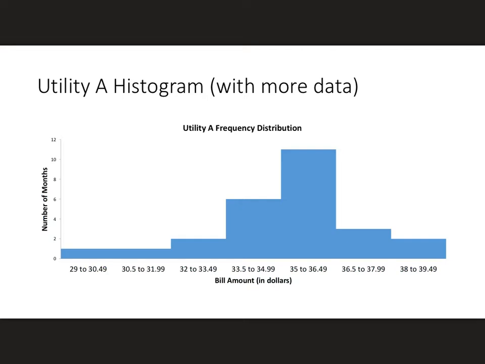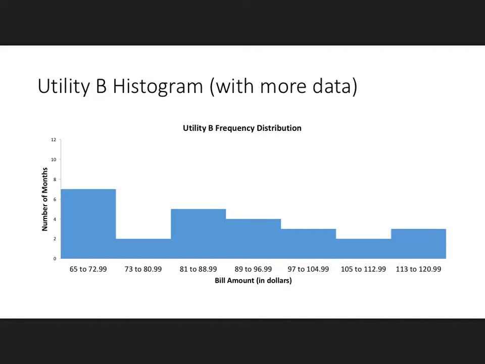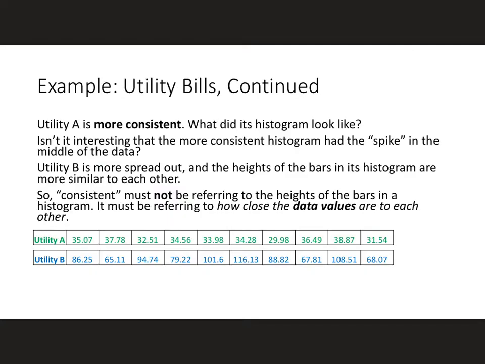Here's a histogram. This does have more data than what you just looked at. So here's a histogram of utility A. Let's take a look at the next slide and we'll see a histogram of utility B. So here we have, again with more data, the histogram for utility B. So utility A is more consistent, and what did that histogram look like? It had a more normal distribution. It did have a little bit of a skew to it. It was a little bit left skewed.